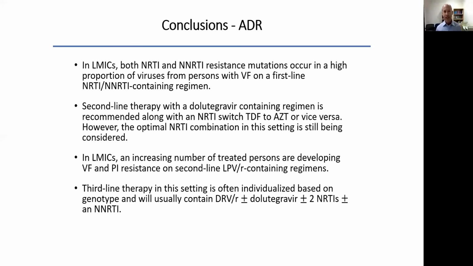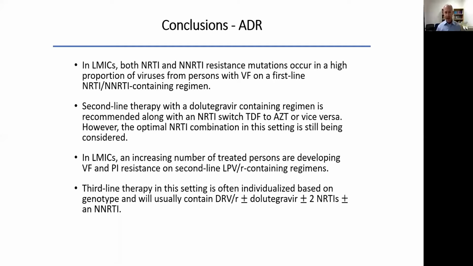In low and middle income countries, both NRTI and NNRTI resistance mutations occur in a high proportion of viruses from persons with virological failure on a first-line NRTI, NNRTI containing regimen. Second-line therapy with a dolutegravir containing regimen is recommended along with an NRTI switch from tenofovir to AZT or vice versa. However, the optimal NRTI combination in this setting is still being considered.